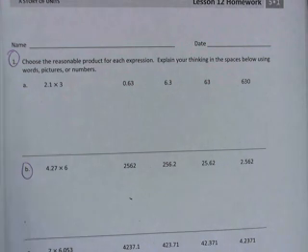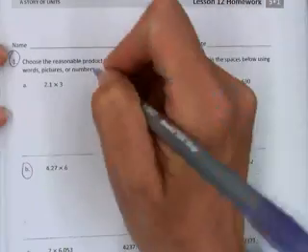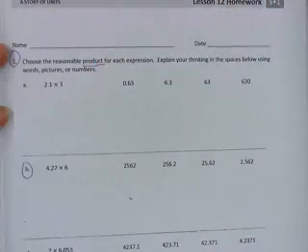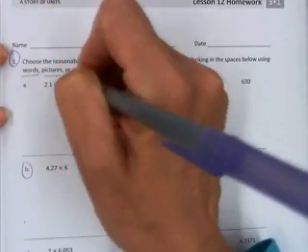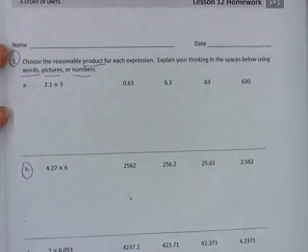multiplication problem. So what we're looking at on number 1 here, it says choose a reasonable product. So the word product means answer for a multiplication problem. Explain your thinking in the spaces below using words, pictures, or numbers. So words, pictures, or numbers are all options on this one.